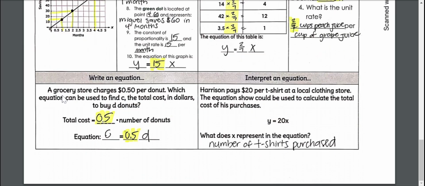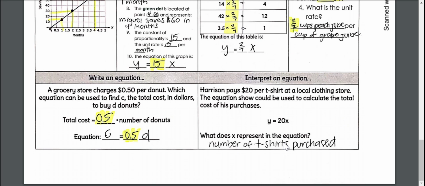All right, last two. Writing an equation. A grocery store charges 50 cents per donut. Which equation can be used to find C, the total cost in dollars, to buy D, the number of donuts? Okay, so it's really just filling in the blank. You don't even really have to do much math for this. You just need to take the information from the problem. So we know that the total cost of however many donuts you buy is going to be 50 cents times the number of donuts that you buy. If we were to write that with our variables, it would be C equals 0.5 D.